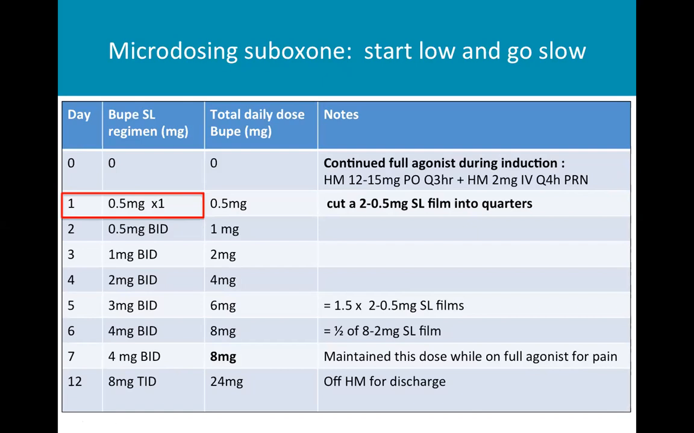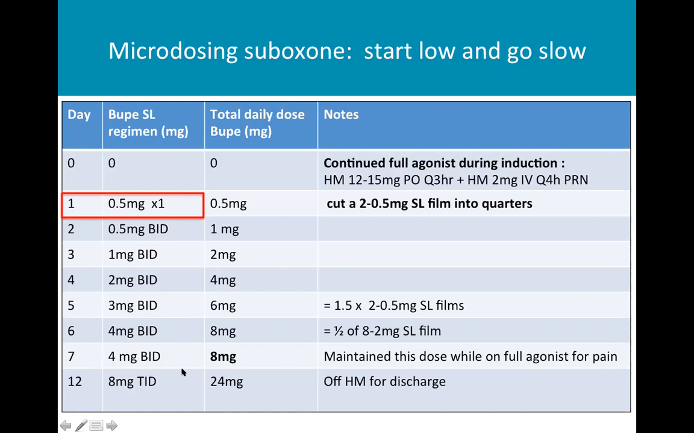So you want to continue the full agonist while you're slowly building up the Suboxone so that you don't send the patient into withdrawal. If you taper off the full agonist too quickly before the Suboxone has reached a therapeutic level, the patient will feel withdrawal symptoms. So over the course of 6 or 7 days, the Suboxone was slowly doubled. So 0.5, then 0.5 BID, 1 BID, 2 BID, 3 BID, etc.